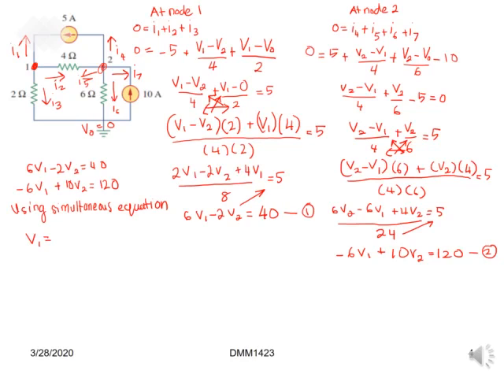Now we have two equations: 6V1 minus 2V2 equals 40, and the second equation is negative 6V1 plus 10V2 equals 120. From here we can solve them using simultaneous equations.